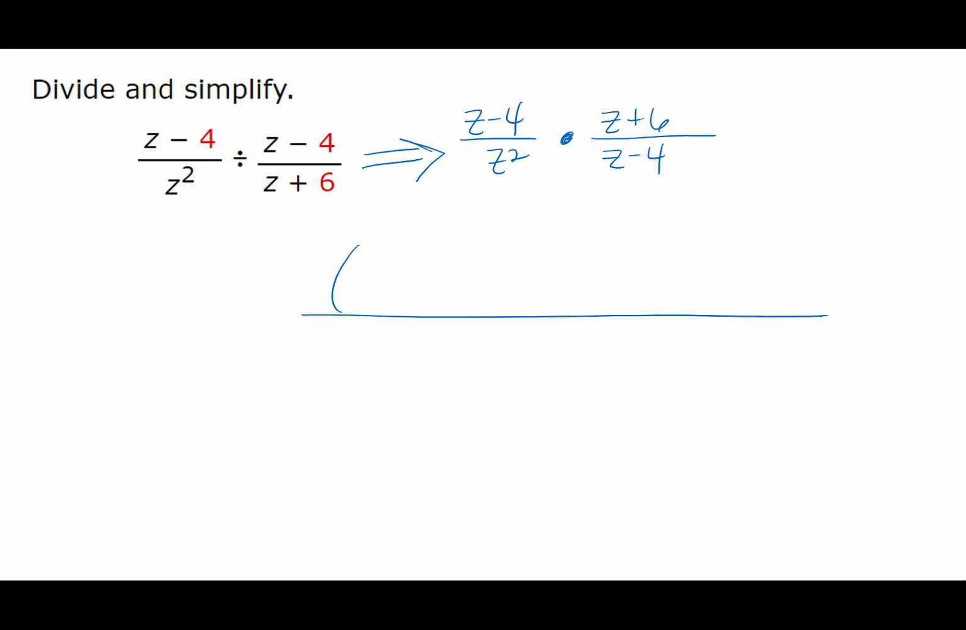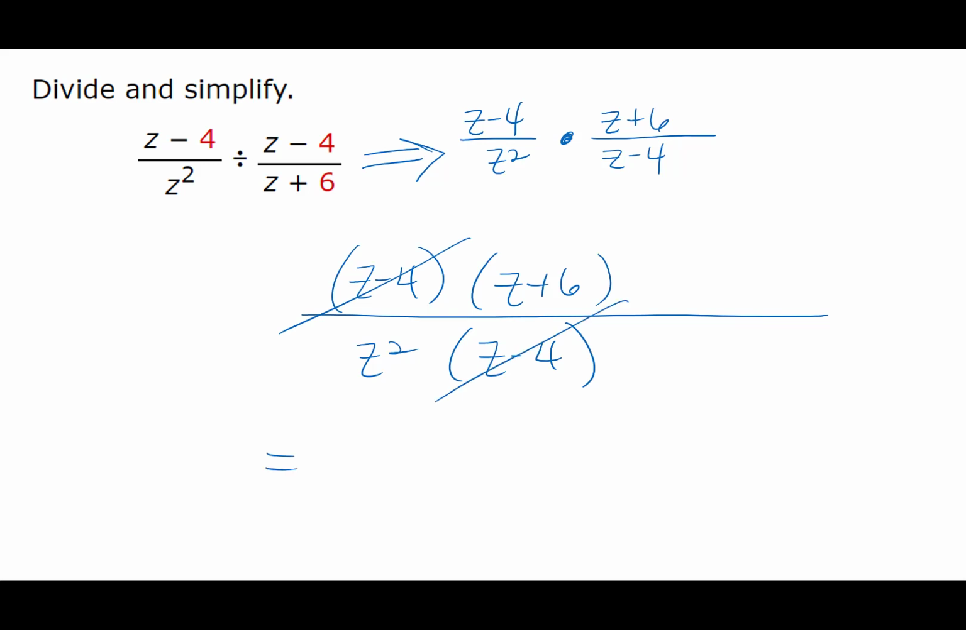We'll write this as one fraction. This is z minus 4 times z plus 6 over z squared times z minus 4. You can see the common terms of z minus 4, leaving us with a final answer of z plus 6 over z squared. Now, even though there's a z in the numerator and the denominator, you cannot cancel those two because the z in the numerator is connected with the positive 6. They make up one factor, and the factor in the bottom is not a z plus 6, and so this is your final answer.